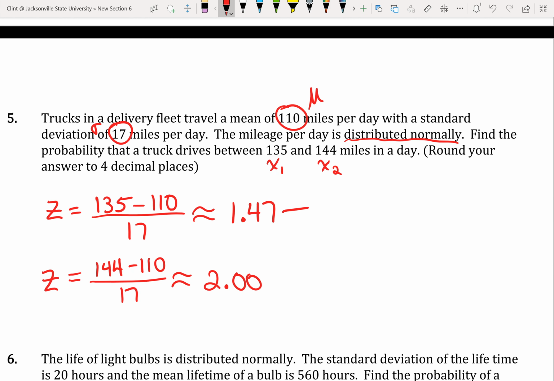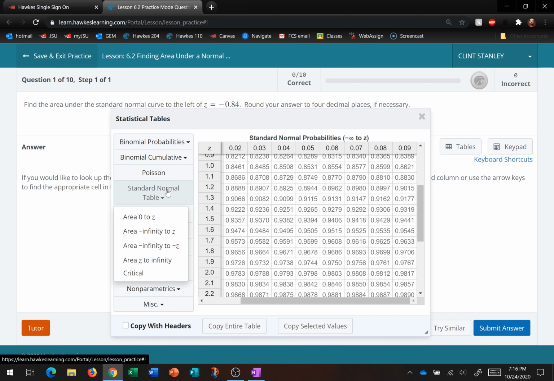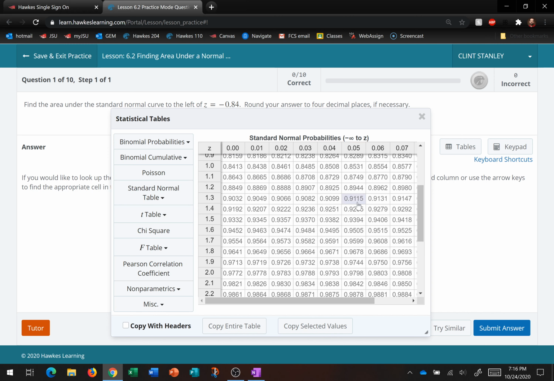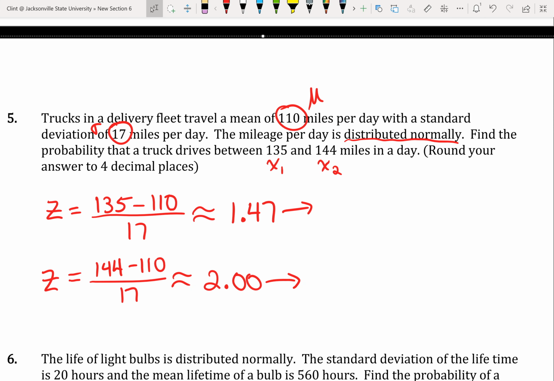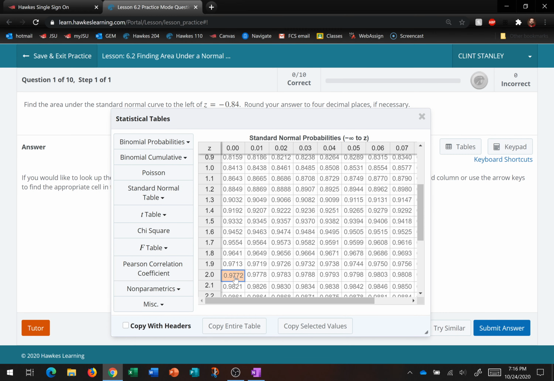Okay. Now I need to look both of these up in the table. We look them up just like they're written, so we'll go to 1.47 first. Are we on the right table? Let's make sure. Yeah, we are. So 1.47 will be 0.9292. Then we'll look up 2.00. If I go back to our tables here, 2.00, I know it's a little crooked here, but it'll be 0.9772.